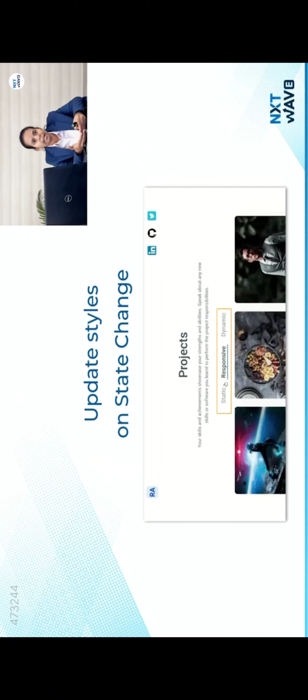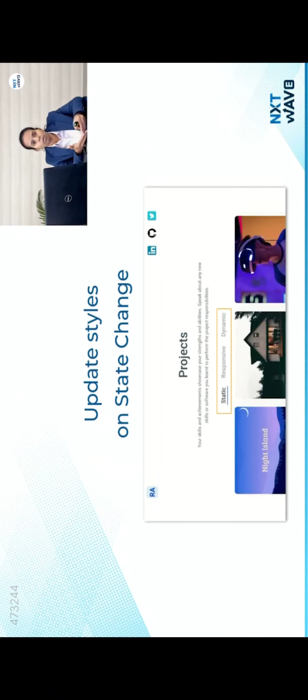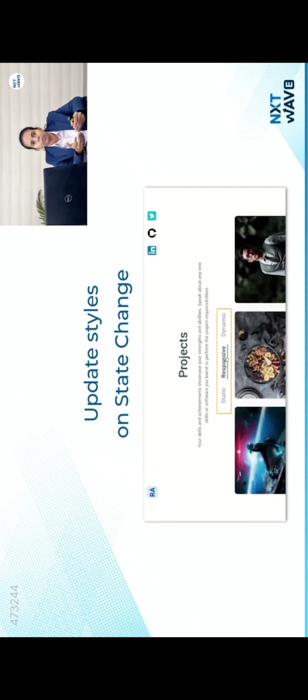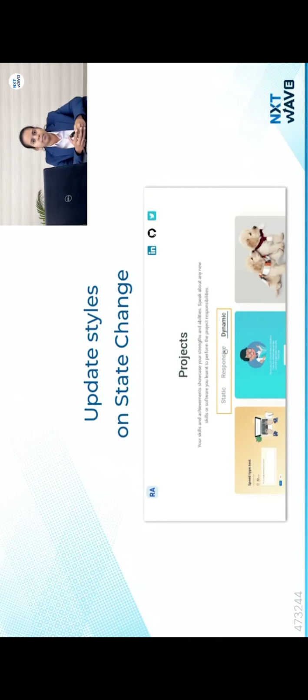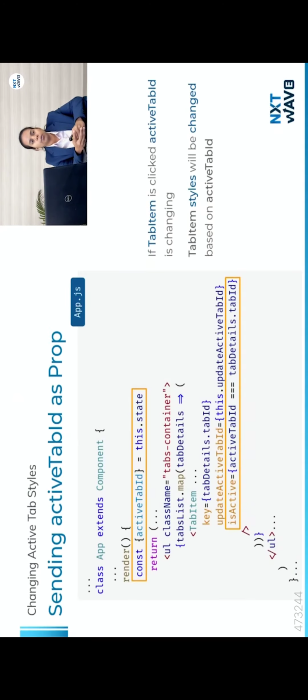So once the active tab item has been changed, the appropriate styling will also update so that it will be clearly visible and more appealing like this. Okay, so let's do that. Firstly, we need to understand which tab item is active. That is important. When you are rendering a particular tab item, we have to know whether it's active or not. Based on that, we have to apply the styling.